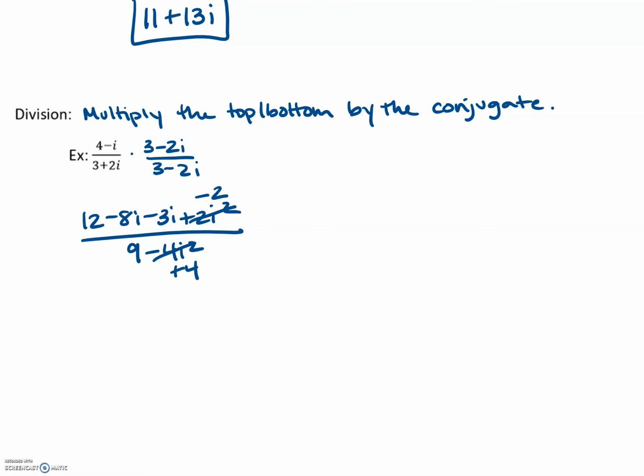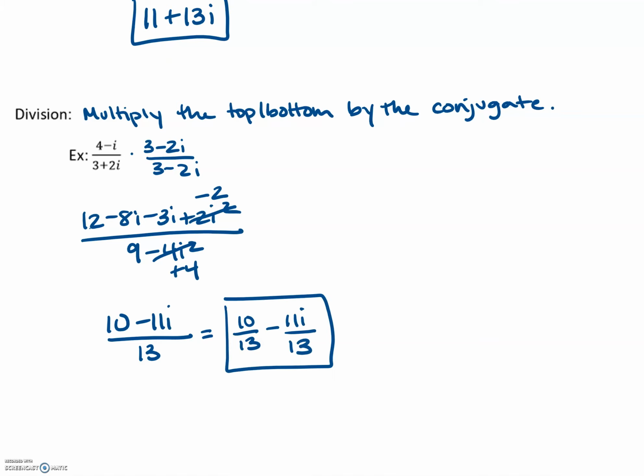So if I go ahead and combine like terms, I have 12 minus 2 is 10. I'm going to have negative 11i on top. And then on the denominator, I'm going to have 9 plus 4, which is 13. Now we want two distinct parts for my answer, so I have to break that up as 10 over 13 minus 11i over 13. And that would be your final answer.